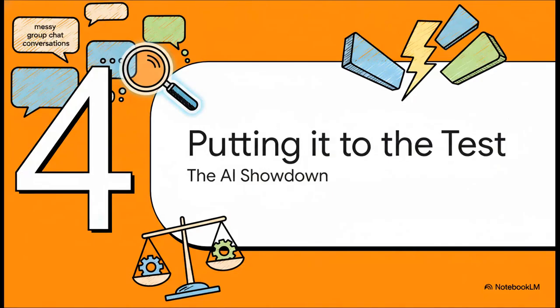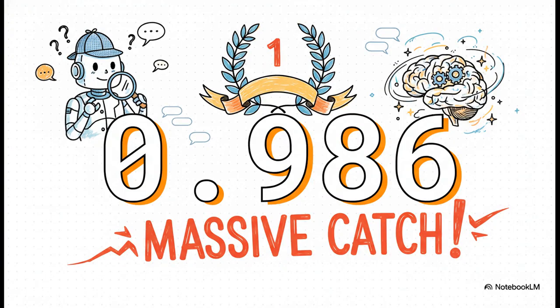Okay, so the theory sounds amazing. But does this AI detective actually get the job done in the real world? Well, the researchers set up a test, a kind of showdown between their method and some other approaches out there. Now take a look at this number. This is the performance score of a competing AI model. A perfect score is 1, so 0.986 is, wow, that's almost perfect. It looks like our AI detective is about to get smoked by some kind of genius AI. But hold on, there is a massive catch.